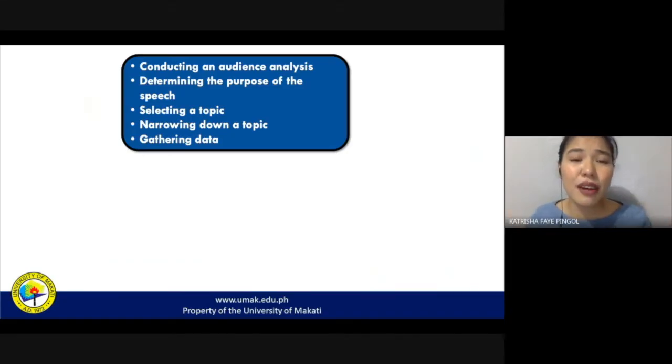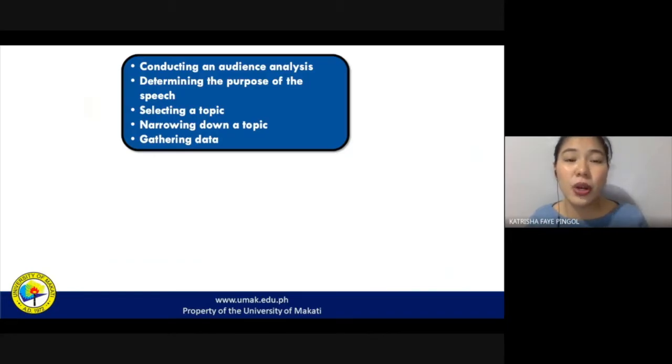The second thing that you have to do in the first part of the speech writing process is to be clear and specific about the purpose of your speech. Now, we have already talked about the different kinds of speeches according to purpose. So, is it to inform? Are you going to be describing a concept, an idea? Are you going to be defining an idea, a word, or even a phenomenon, all right?